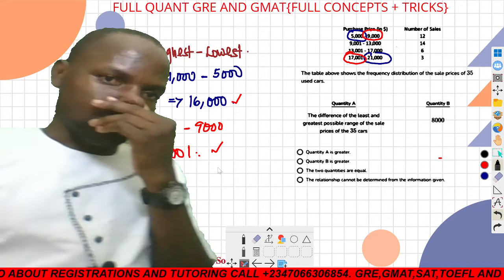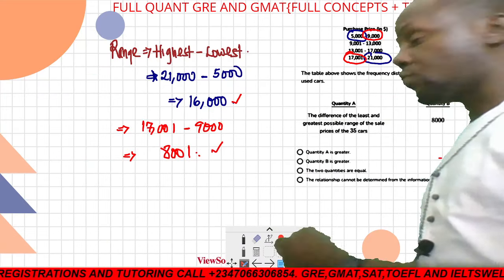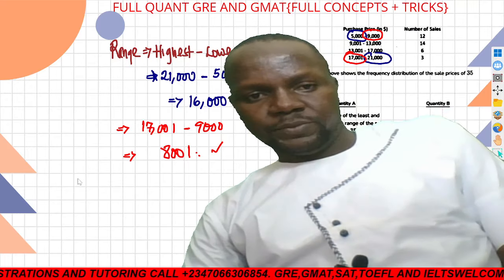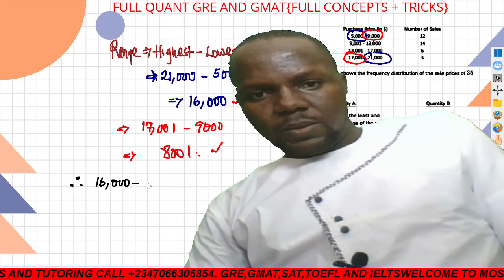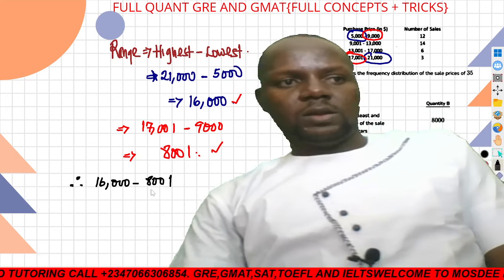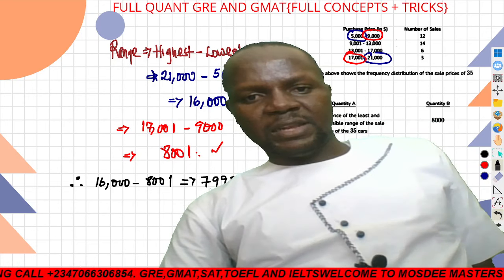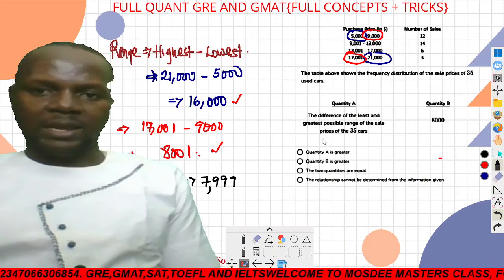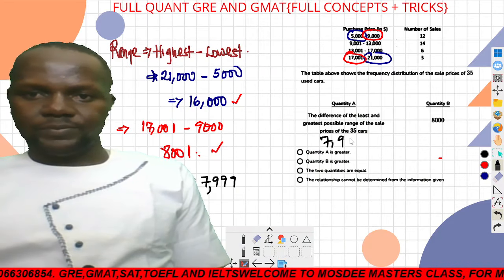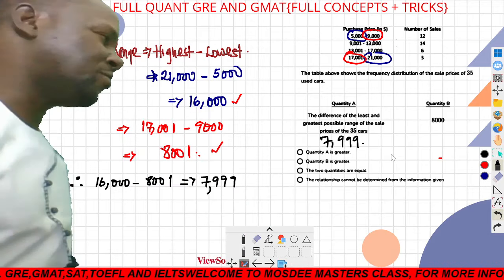If we subtract those two, we are going to have 10,000 minus 8,001, and that is giving us 7,999. So 7,999 is the answer for this one. We are comparing it with 8. Now look at how close these two sets of data are.